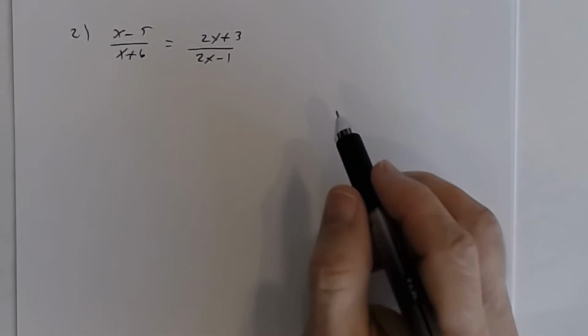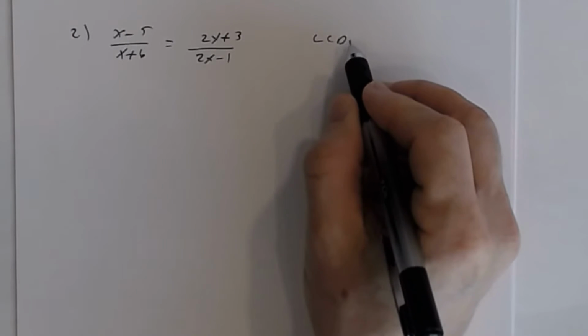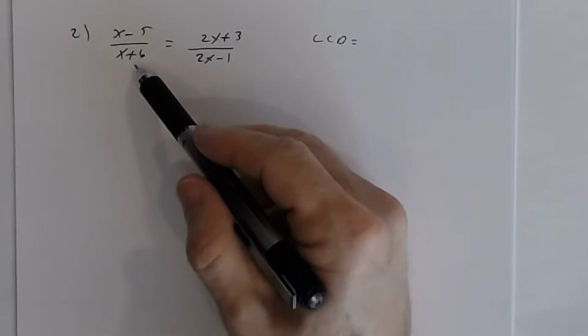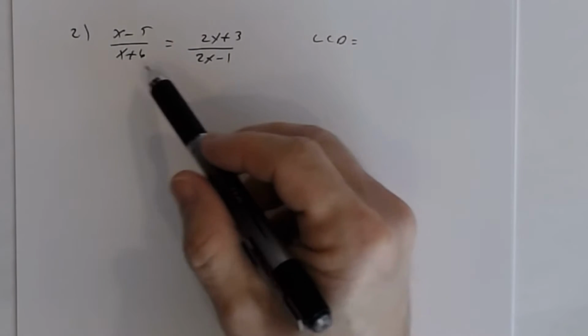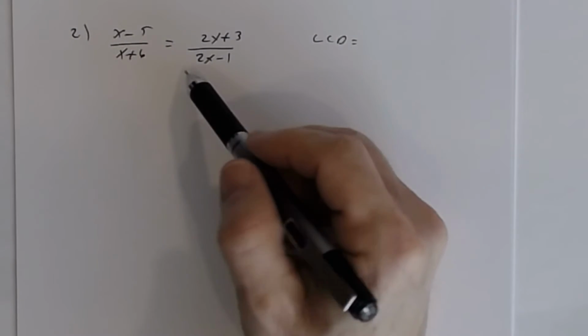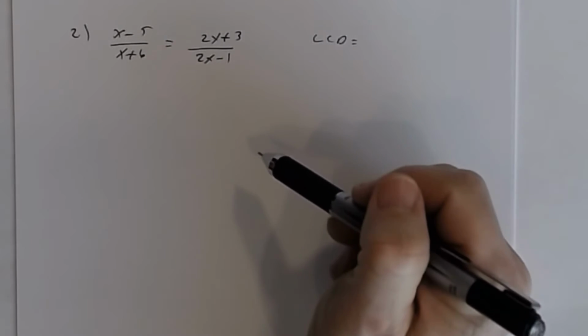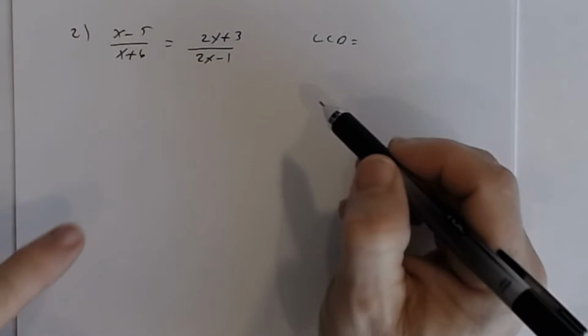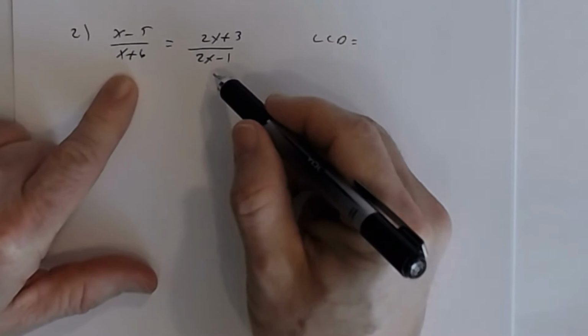All right, so we've got to find the least common denominator. In finding the least common denominator, one of the things you have to do is make sure that your denominators are factored. And they are. There's nothing else you can do to x plus 6, and there's nothing else you can do to x minus 1.